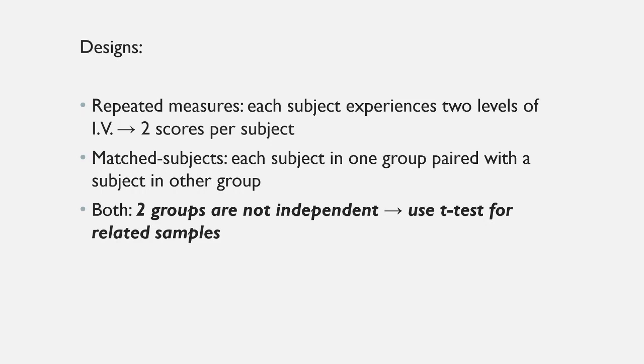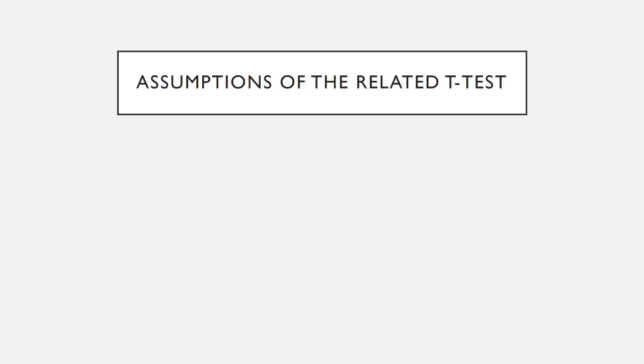So recall the last kind of t-test we learned about was t-tests for independent groups. So these sorts of designs, repeated measures designs and matched subjects designs, the t-test for independent samples or independent groups is not appropriate because the data is organized in a slightly different way. So thus enters the t-test for related samples.